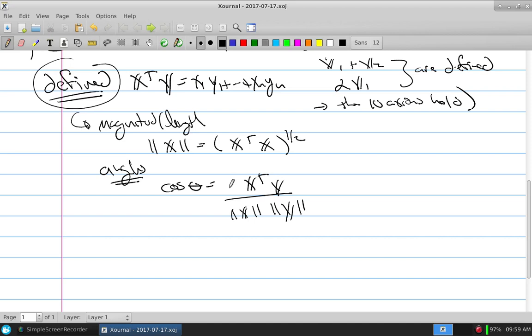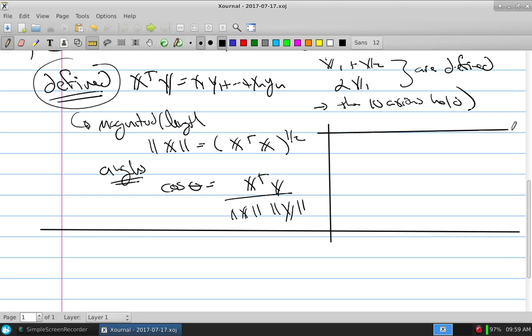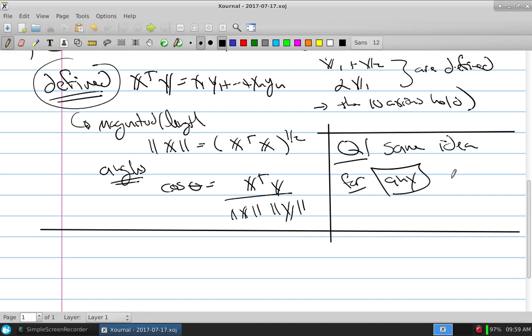So what I'd like to do is go back and say, okay, we had these two things for Rn. The question could be, after all of this, can we do the same idea for any vector space?